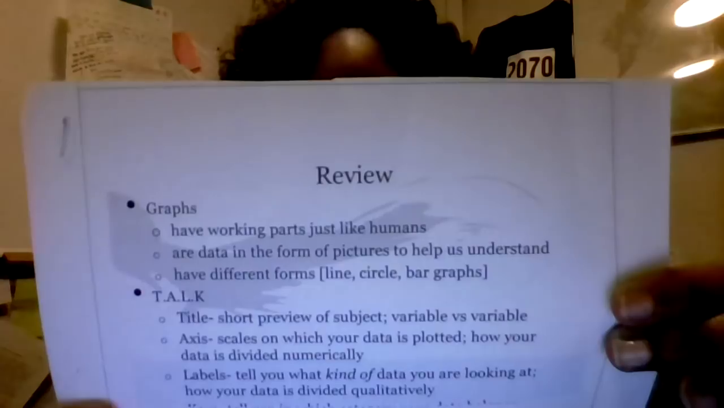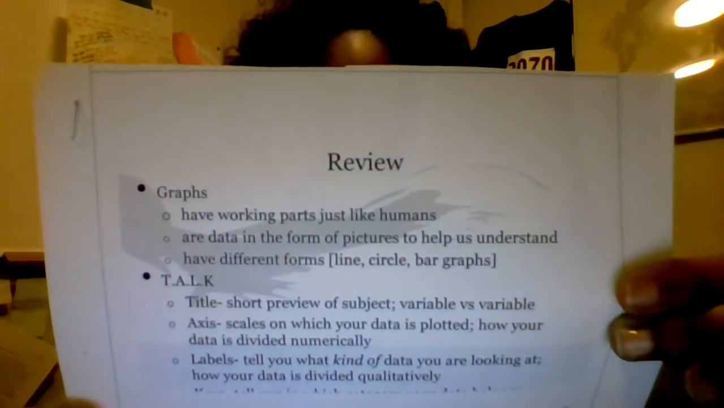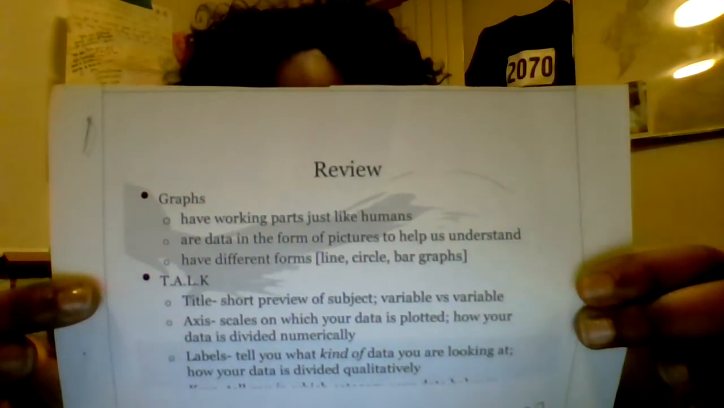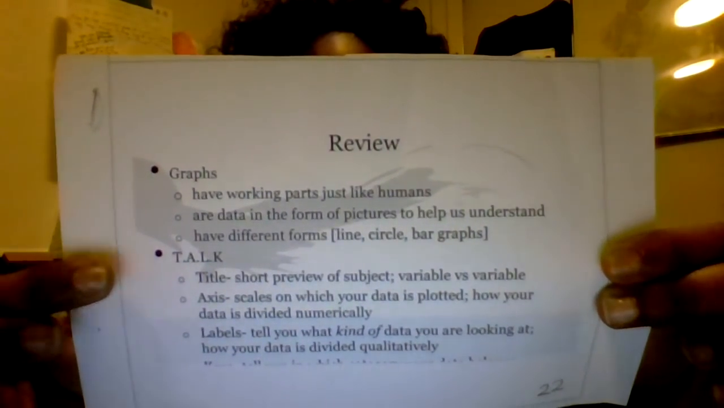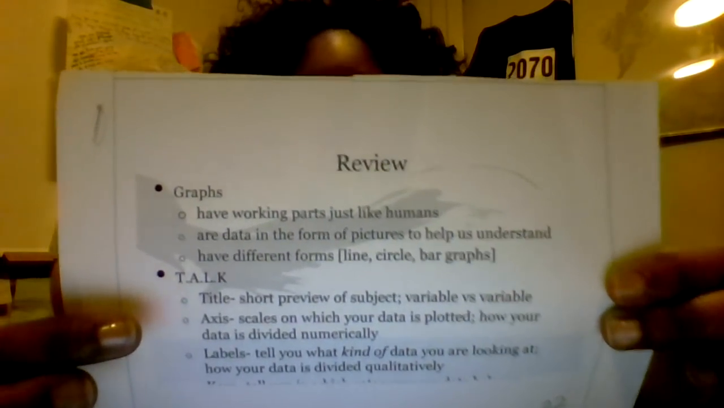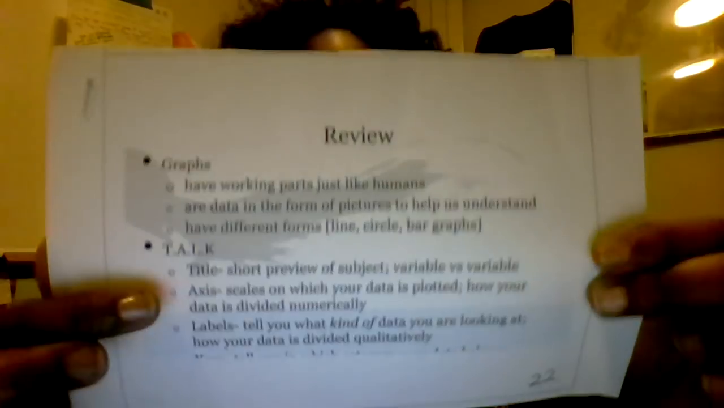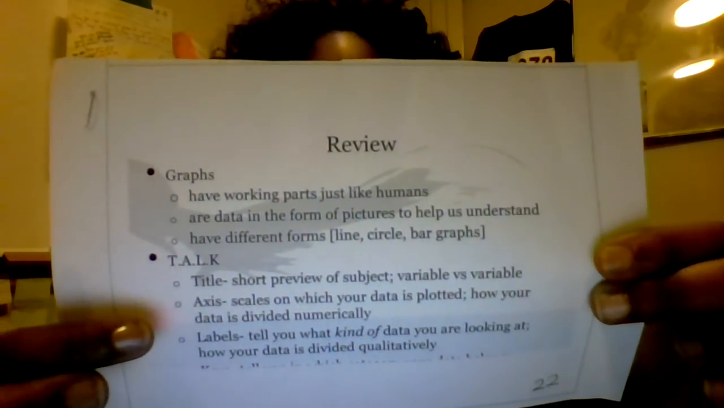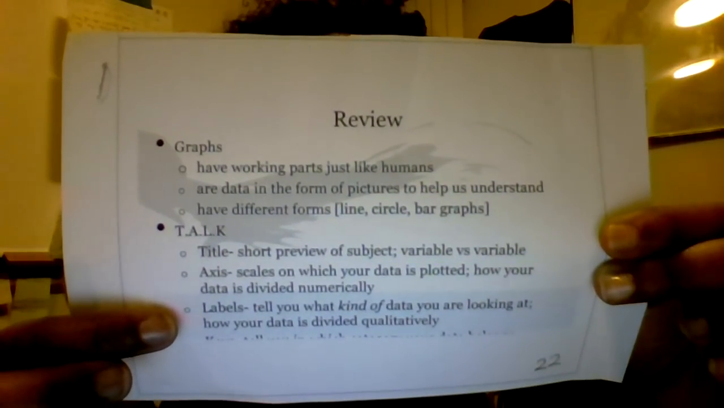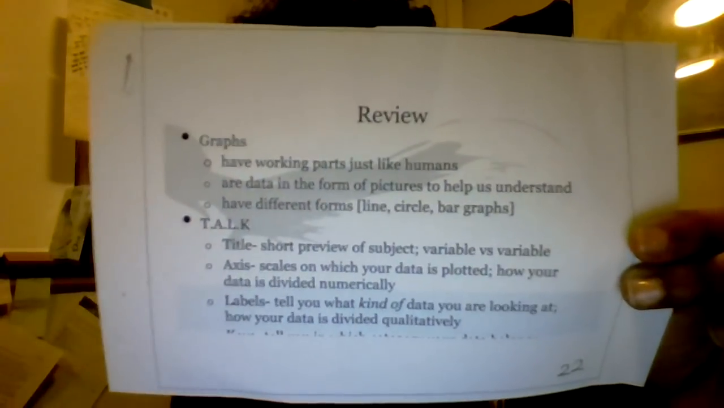So in review, we have graphs, and graphs are just like people, and they have really important working parts that allow them to communicate to us. And the acronym that allows you to interpret graphs and data on charts and tables is T.A.L.K. The title, which is a short preview of your entire graph. The axes, which are the numerical scales of how your data is divided. The L labels, which allow you to have a description of the data. And the legend, which allows you to interpret all of your data correctly. Hopefully this is a really great preview.